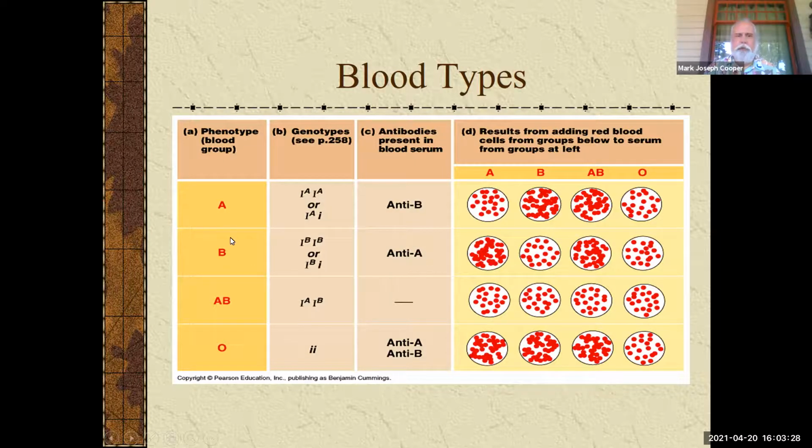If you're A or B type blood, you can't be given the other because your body will actually physically attack the blood. If you are AB, you do not make any antibodies, so you can accept either A or B. And then if you're O, you make both of the antibodies, which means the only type of blood that you can accept is O type blood.